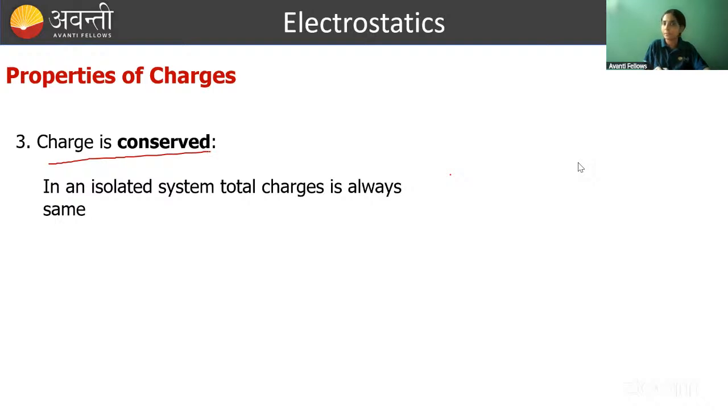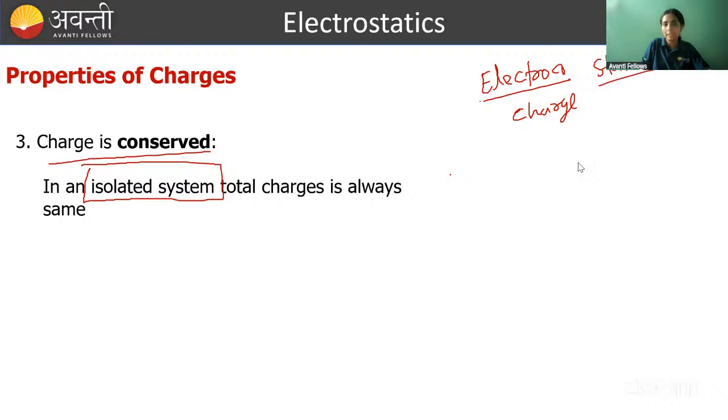Charge is conserved. Now look, these are very simple things, but still conceptually, the concept will start from here only. Here there is one term written, that is isolated system. What is the meaning of isolated system in electrostatics? Do you understand what electrostatics means? Sorry, I forgot to explain the title. Electro means charge and statics means rest. So in this topic we are going to read charges at rest. That is electrostatics. I'm really sorry for that.